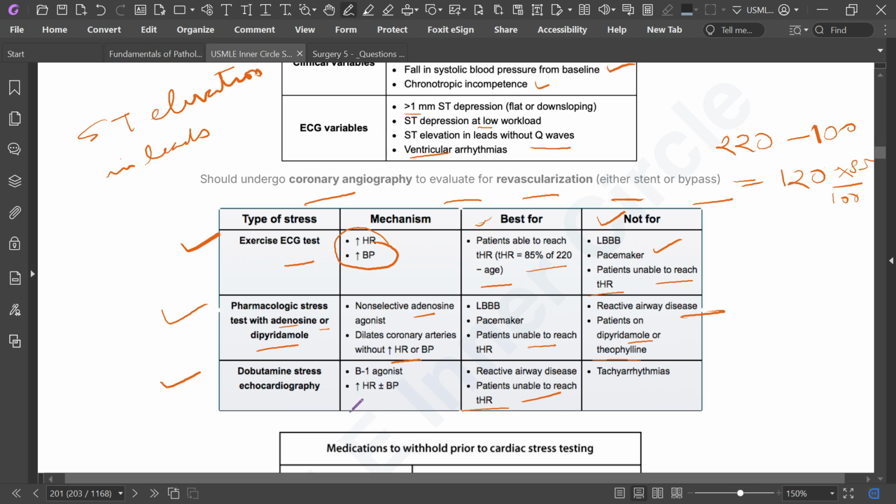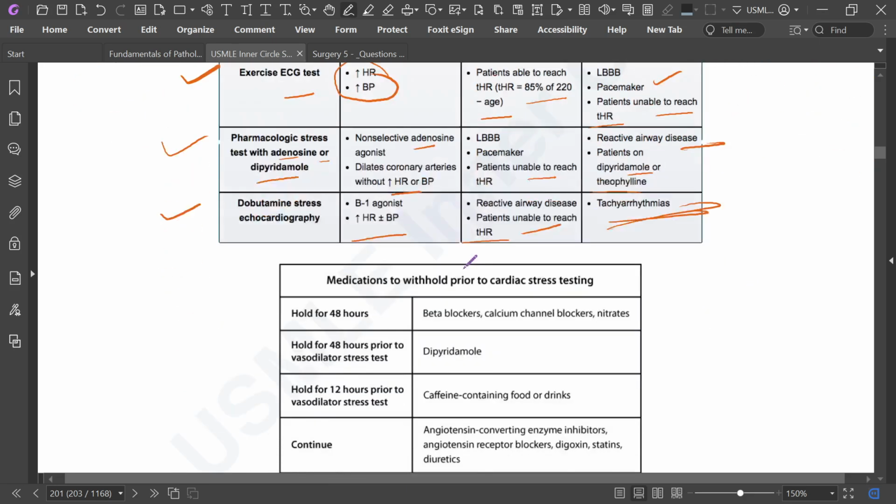Dobutamine stress testing uses a beta 1 agonist and increases heart rate, with or without blood pressure. It should not be done in patients with tachyarrhythmia. If the patient has tachyarrhythmia, they should not do dobutamine stress testing.